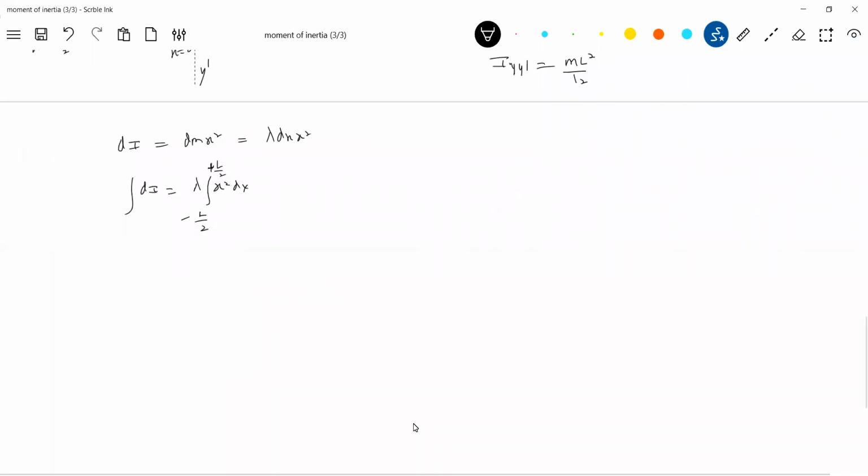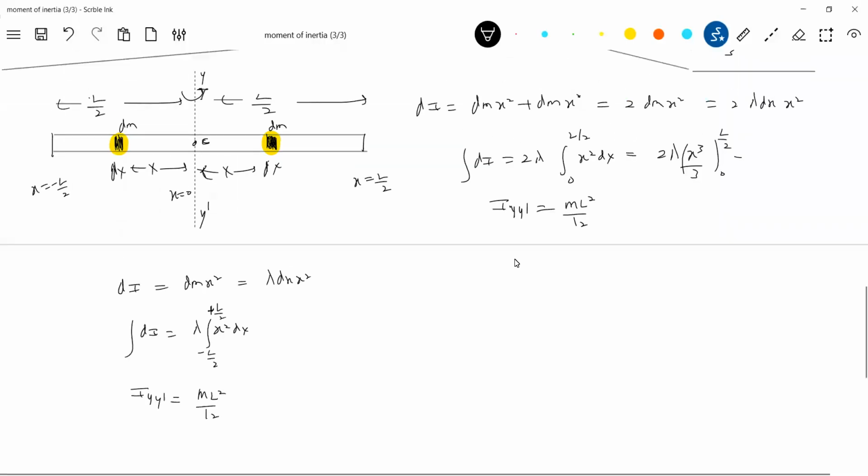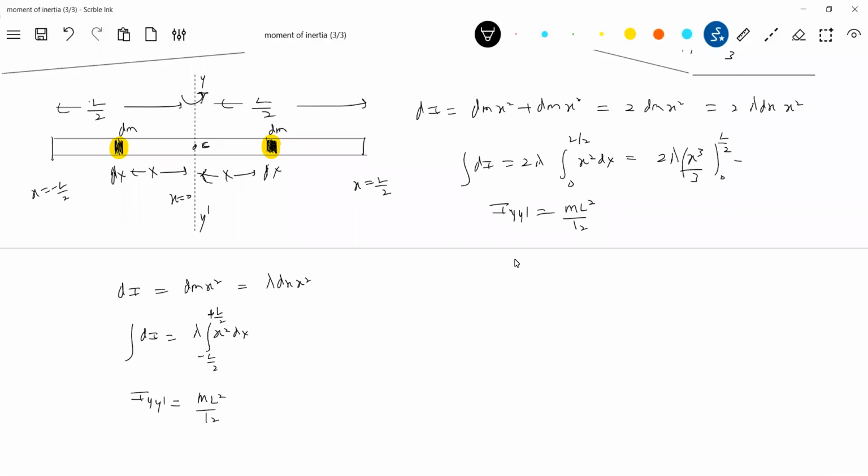When to assume two elements, when to assume one element? It's all about how the mass is distributed symmetrically. If it's distributed symmetrically about an axis, you can assume symmetric elements and you can simplify the mathematics here. If the mass is not distributed symmetrically, then you are going to assume only one element. This particular application you can see more in electricity and magnetism than here.